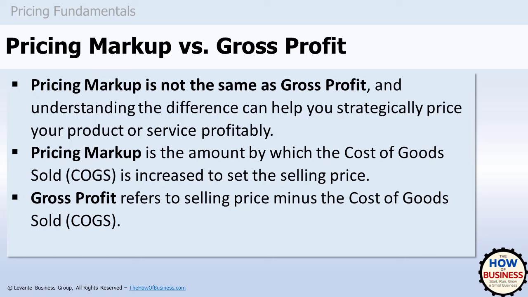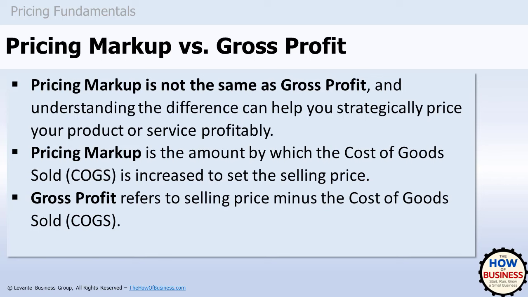So pricing markup is the amount by which the cost of goods sold for the item that you're producing or the service that you're producing, in that case, the direct cost of that item or that service, is increased to set the selling price. Versus gross profit is the difference between your selling price and your cost of goods sold. Now, I know this can get tricky, and for somebody like me who has limited math abilities, I have to see it in writing. So I've got an example in the download as well as in the YouTube version of this episode that'll help you follow along.